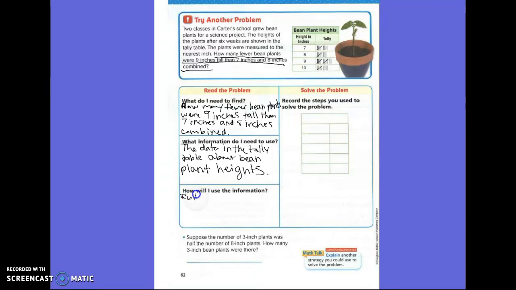I will count the tally marks and put the numbers in the frequency table.